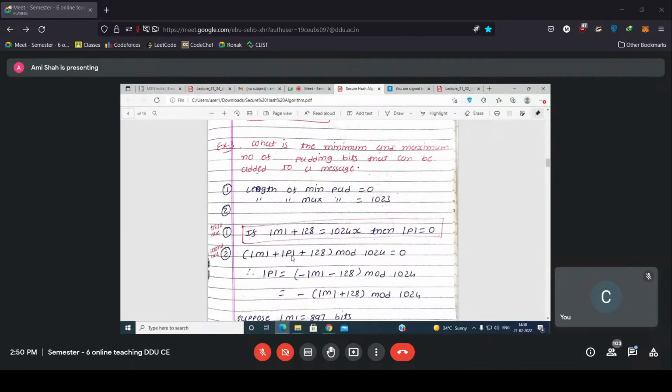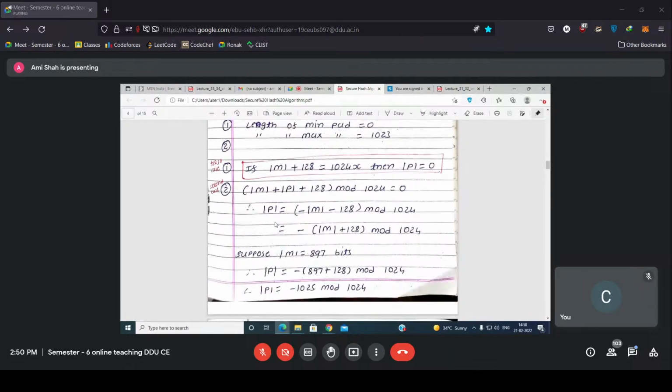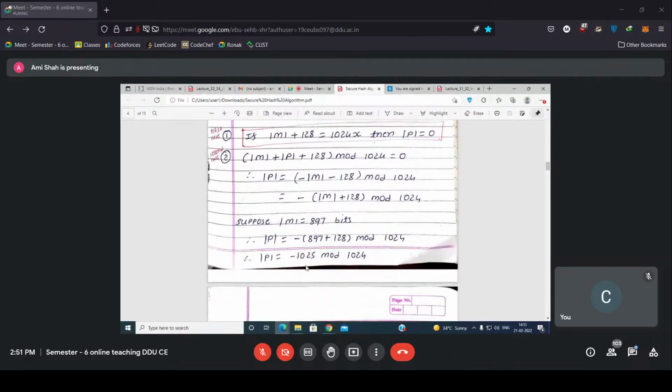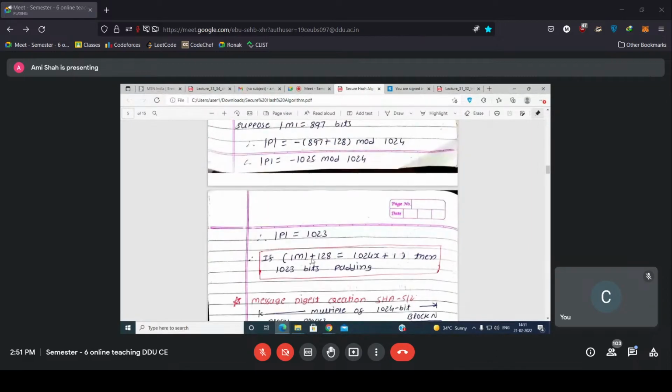If m plus p plus 128 mod 1024 equals 0, then I can say that the padding is equal to minus m minus 128 mod 1024, right? The minus is outside, so it is minus of m plus 128 mod 1024. Now suppose, let's say, m plus 128 is 897 bits, right? If I put this in, I get minus 1025, right? And basically it is 1023, right?